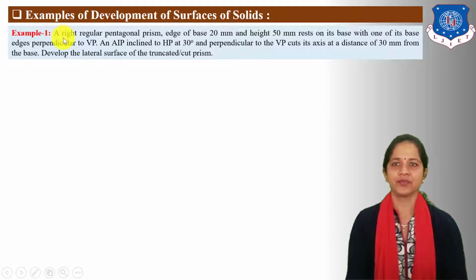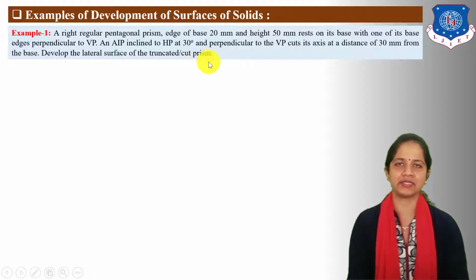Example 1. A right regular pentagonal prism, edge of base 20 mm and height 50 mm, rests on its base with one of its base edges perpendicular to VP. An AIP inclined to HP at 30° angle and perpendicular to the VP cuts its axis at a distance of 30 mm from the base. Develop the lateral surface of the truncated or cut prism.